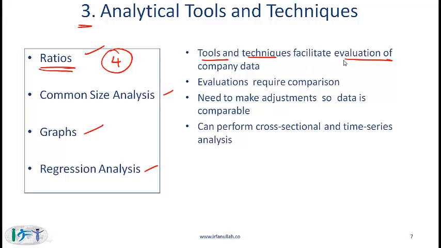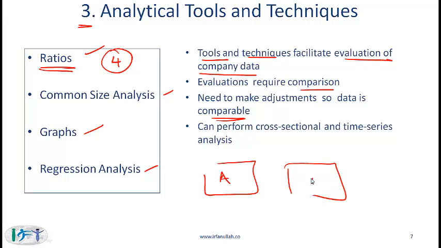Tools and techniques facilitate the evaluation of company data. Evaluations generally require comparison, and to make a comparison, we have to adjust data where necessary in order to make the data comparable. The example I just talked about, where you are making a decision between 2 companies, company A follows US GAAP, company B follows IFRS, you need to make adjustments so that the data is comparable before you can do your analysis. We can perform cross-sectional analysis, which means comparing 2 or more companies during the same time, or time series analysis, which essentially involves looking at trends over time.